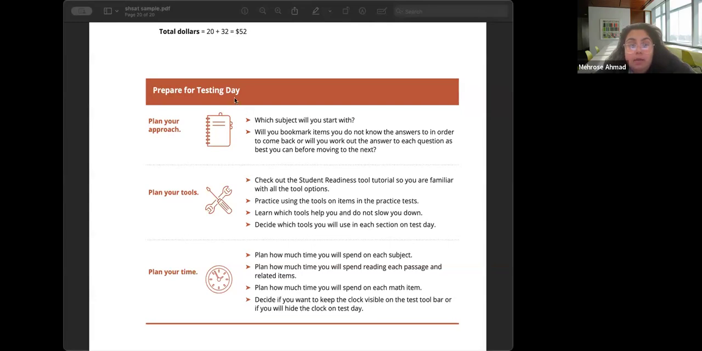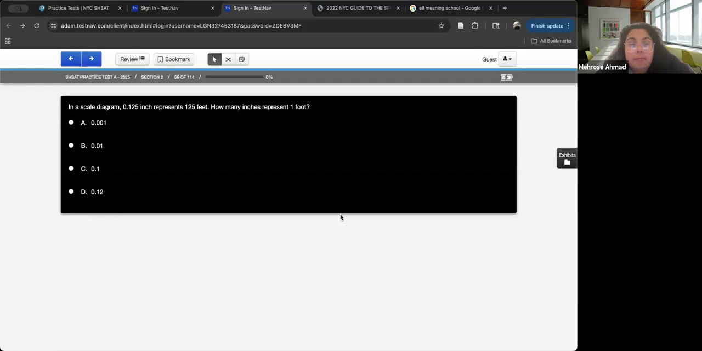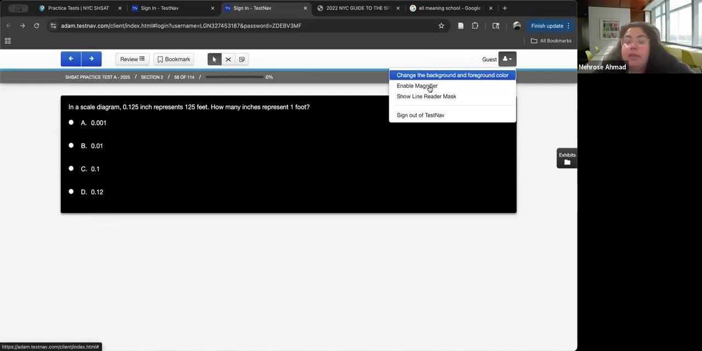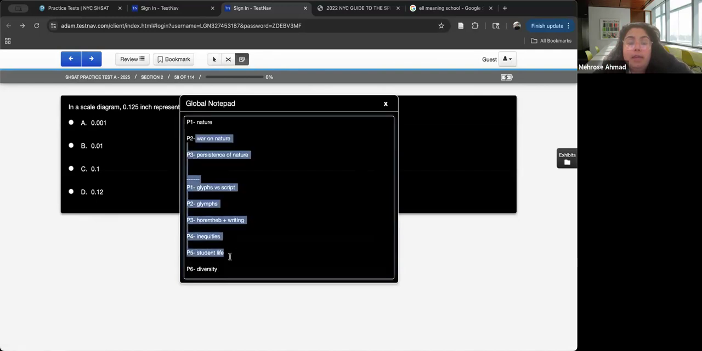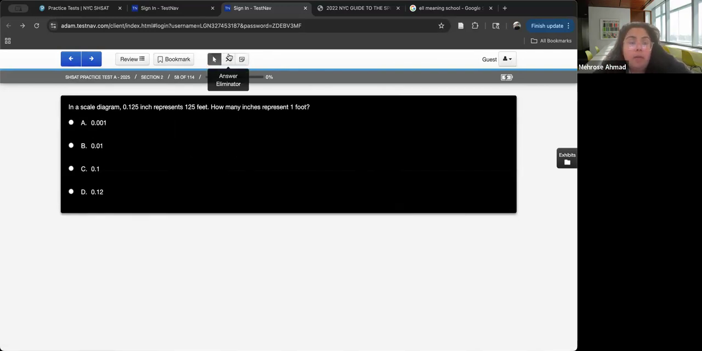Oh, sorry, you don't see the problem screen. Sorry, thank you. This was the problem screen. So I was just going through the features. So once again, it's the same thing. You have the background color, magnifier, line reader mask. You have the global notepad, which is saved from everything else. You have process elimination. So this is the question. In a scale diagram, 0.125 inches is 125 feet. How many inches represent 1 foot? So I'm gonna give students a minute to just go through this problem and try answering it, and then we can go through it together.